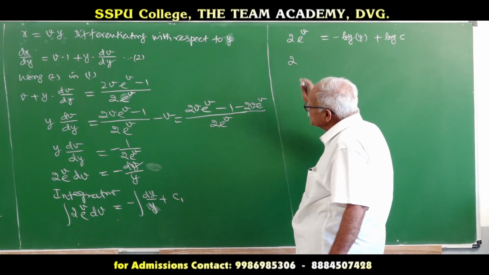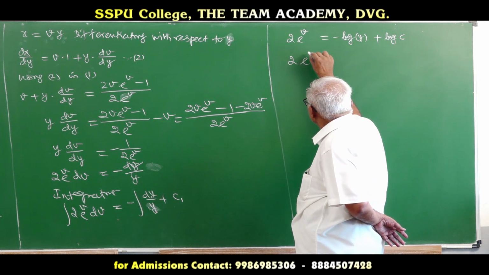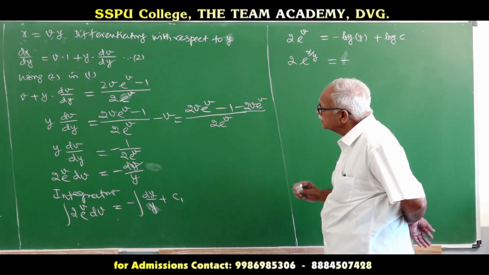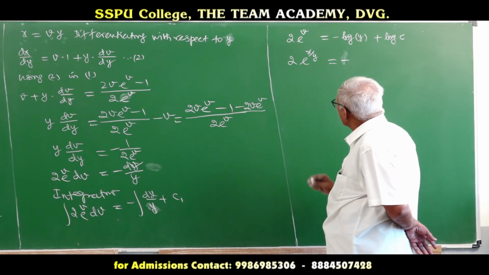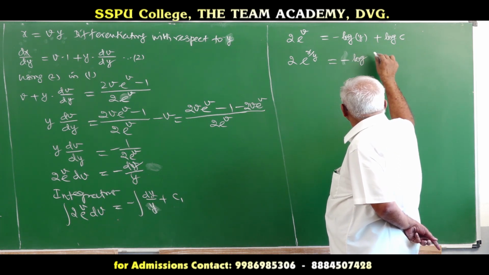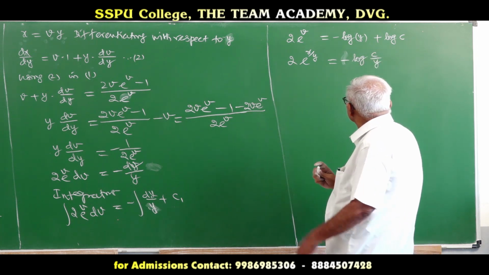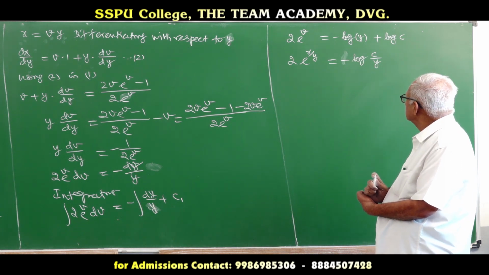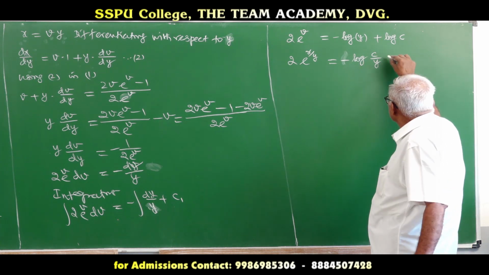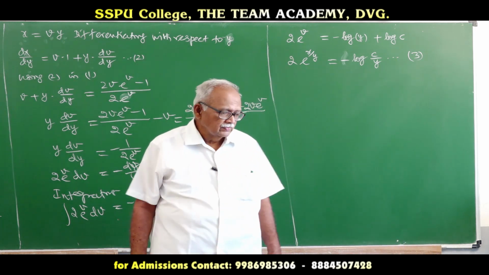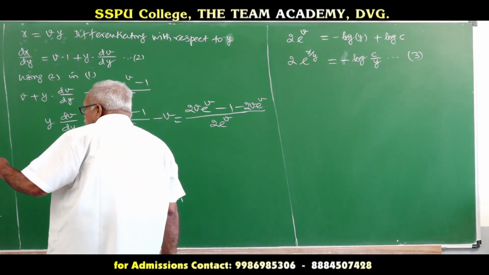So what is v now? V is equal to x by y. 2 into e power x by y is equal to, what is y from this? That is log y. So here you can write this as minus log c by y. You can write that as log c minus log c by y. So this is a general solution for this. General solution is this. Now we have to take the particular solution.